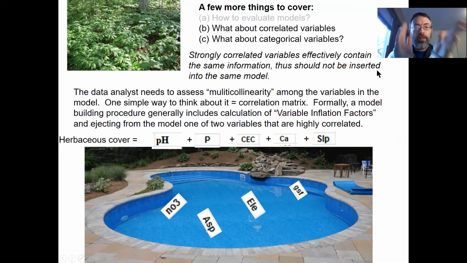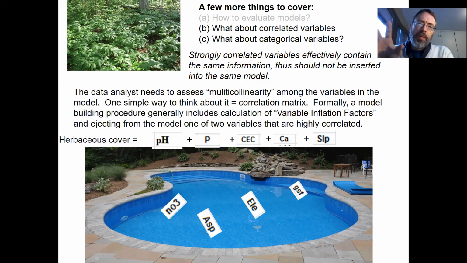They both shouldn't. You have two things that are basically communicating or containing the same information. You should only have one of those in your final model. So you have to assess multicollinearity among your variables and eject the ones that you don't need. In fact, some techniques involve calculating what are called variance inflation factors, and then we can eject things that are highly correlated. We're not going to do that in this class.